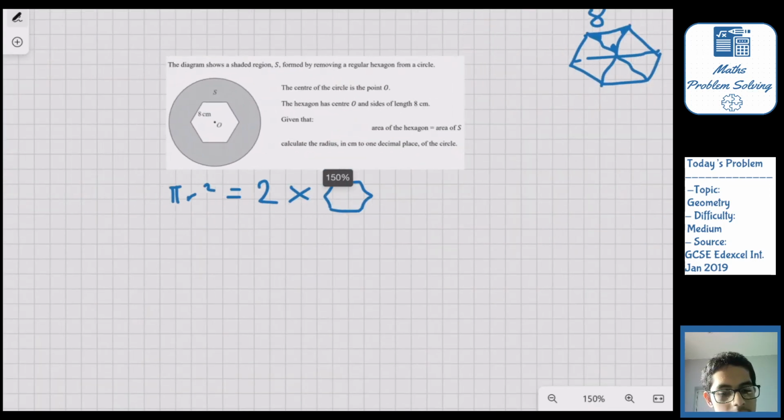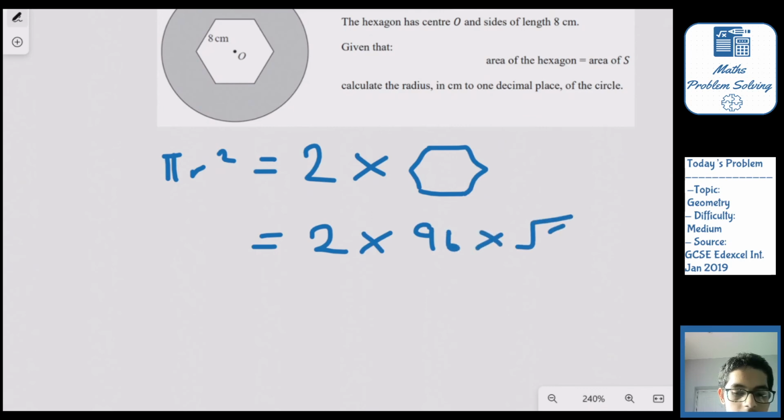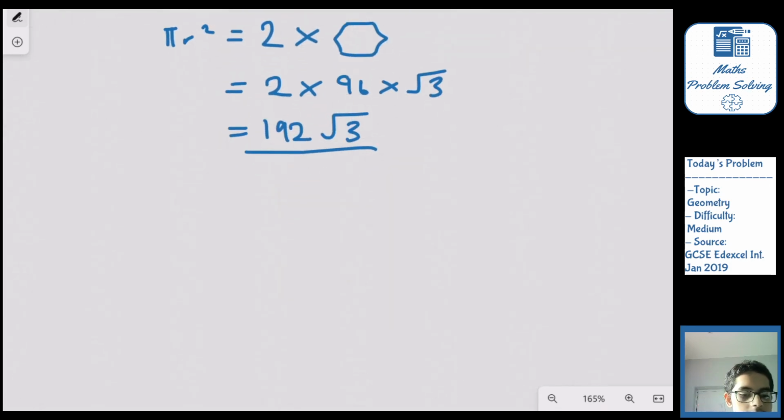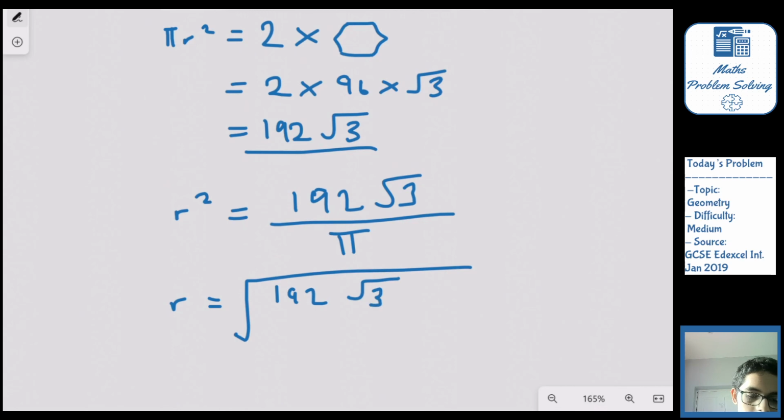Okay, so now the total area of the circle is 2 times 96 times the square root of 3, which is 192 times the square root of 3 centimeters squared. So we need to work out what the radius is, so let's rearrange. So r squared equals 192 times root 3 divided by pi. And if we square root both sides, r equals the square root of 192 times the square root of 3 divided by pi.